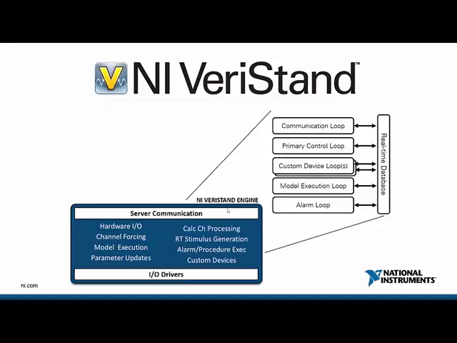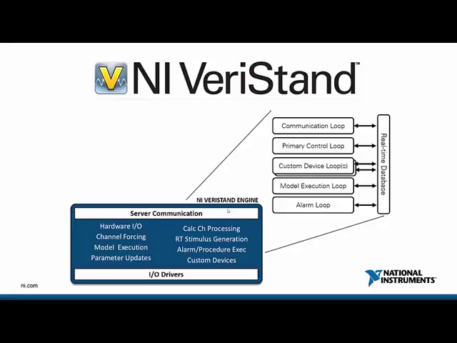So now we're going to look at a high-level view of what happens inside of the NI VeriStand engine. The picture here is a snapshot of what's happening in the real-time system. When you deploy a VeriStand system, this is what runs on the real-time PXI system. These are things like hardware I/O and model execution, all of the things that need to run deterministically run inside of this VeriStand engine.